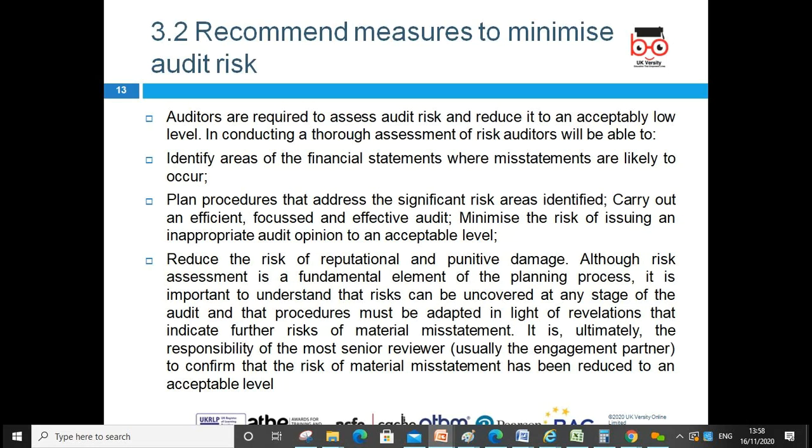Reduce the risk of reputation damage through the risk assessment, a fundamental element of planning. It's important to understand the risk uncovered at any stage, and the procedures must be adapted in light of the revelation, and we need to identify further risk, material misstatement. Ultimately, we need to be well aware of it. Any question on this one? You said there is no way an audit risk can be zero. Yes, no way can we eliminate the risk 100%, but we need to reduce it to an acceptable level.